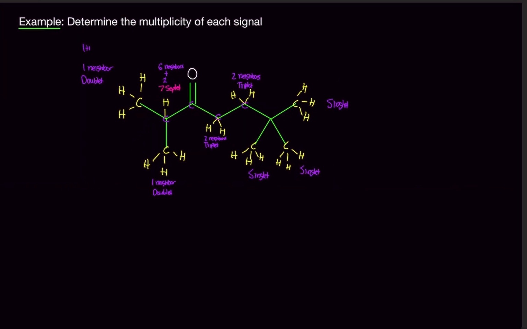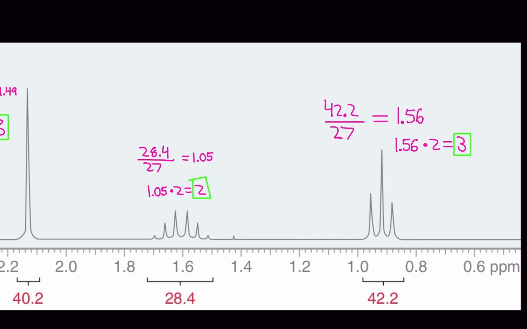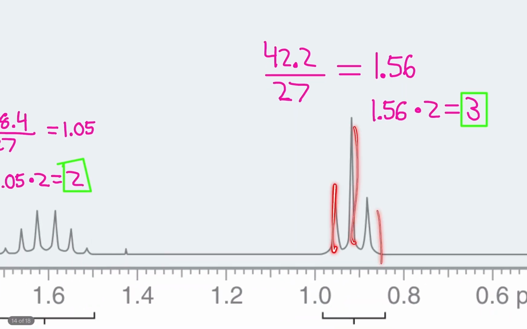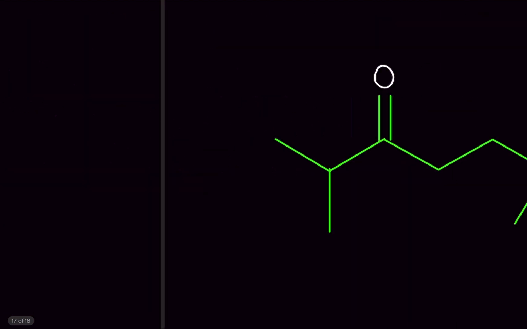And that's it. Not too bad, right? So we will see these peaks. So this right here, that would be a triplet. This is a singlet. That's what you would see.